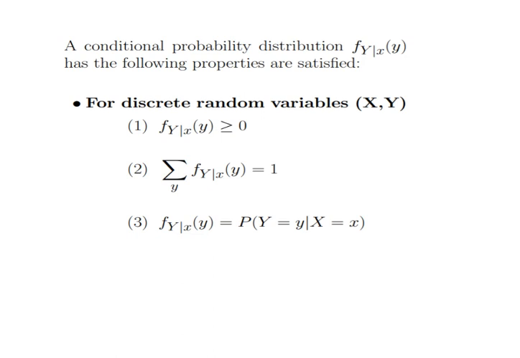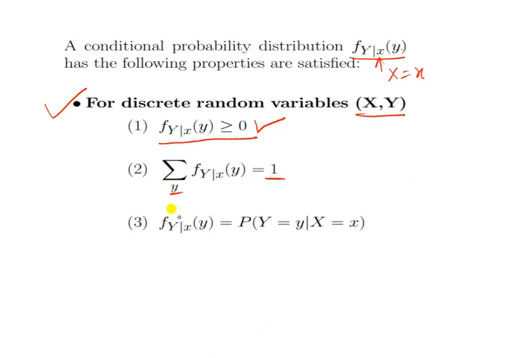Now next is conditional probability distribution f of y given that X is equal to x. This means capital X is equal to small x. The function f of y given x has the following properties. First one, for the discrete random variables X, Y. First property, f of y given x of y is greater than or equal to 0. Second property, sum of f of y given x of y for every value of y is equal to 1 always.